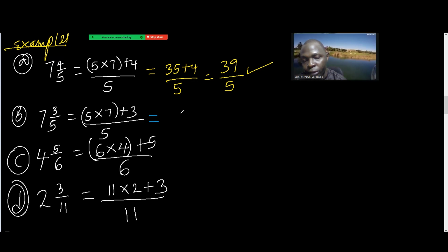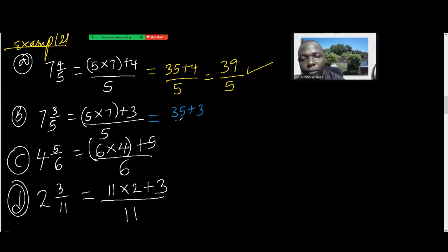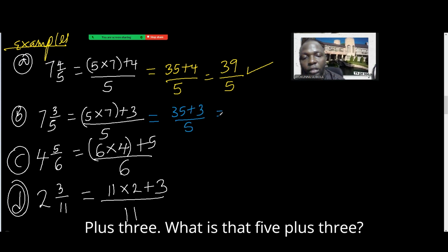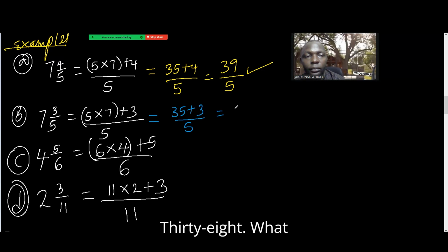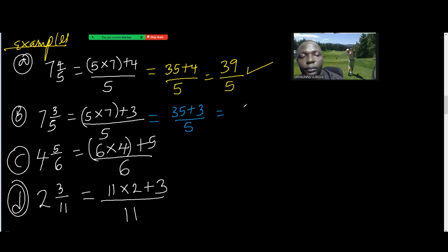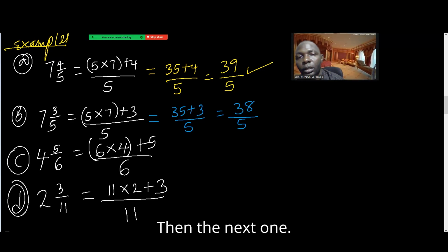The second one, 5 times 7 is what? It's 35 plus what? Plus 3. What is 35 plus 3? 38. What do you say? 38. 38 over 5.